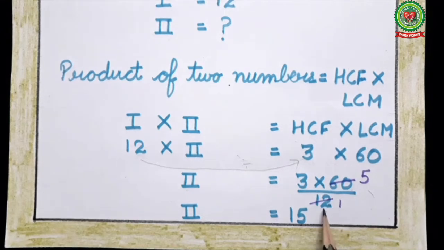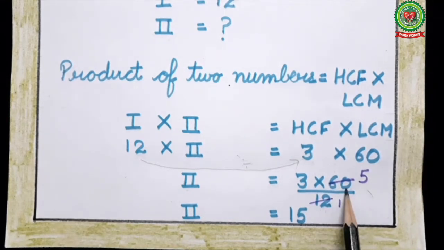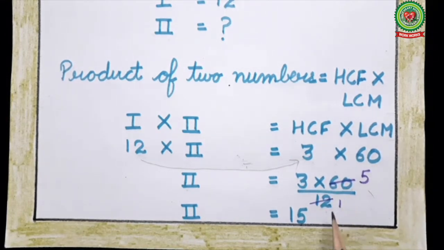On simplification, 12 and 60 come in the table of 12: 12 ones are 12, 12 fives are 60. We are left with 3 multiplied by 5, and we know 3 multiplied by 5 is equal to 15. That is our second number. So write down second is equal to 15, which is the required answer.